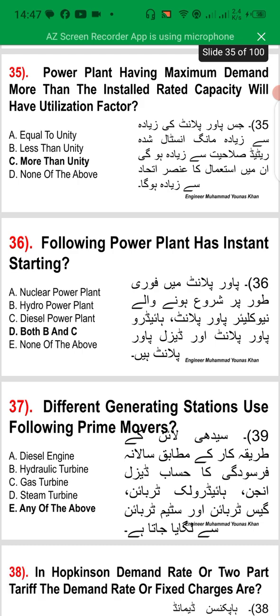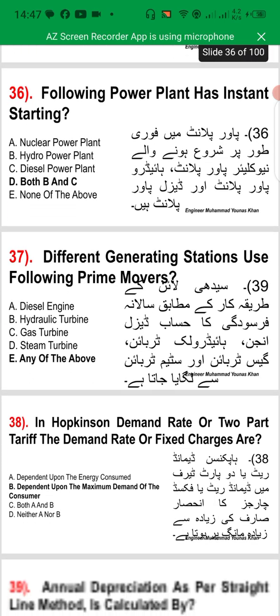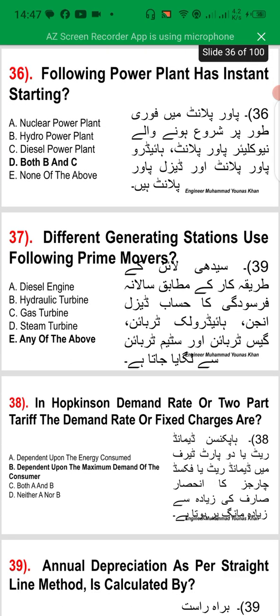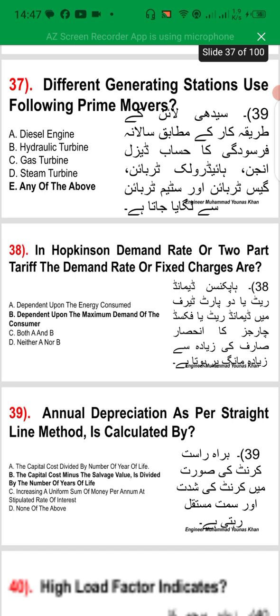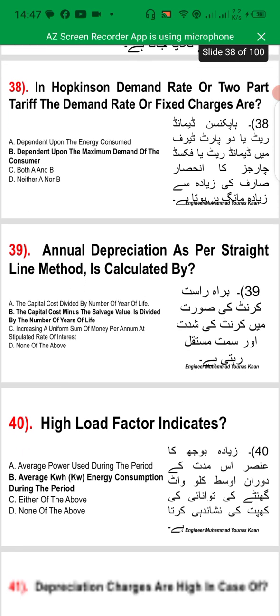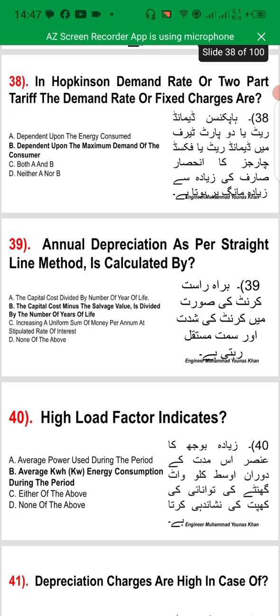Power plant having maximum demand more than the installed rated capacity will have utilization factor more than unity. Following power plants have instant starting: hydropower plant and diesel power plant. Different generating stations use following prime movers, any of the above. In Hopkinson demand rate or two-part tariff, the demand rate or fixed charge depends upon the maximum demand of the consumer.